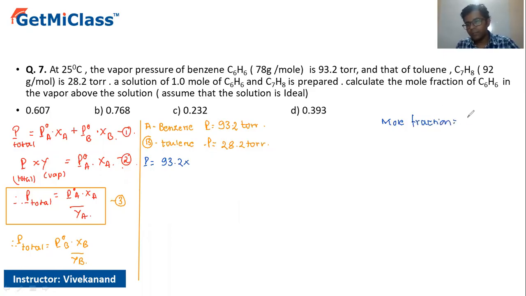is equal to the number of moles of a particular solute divided by the total number of moles. Both of them are present in 1 mole, so 1 divided by 1 plus 1. That is going to be 0.5. That is 1 divided by 2 is going to be 0.5, as both of them are present in the same amount.